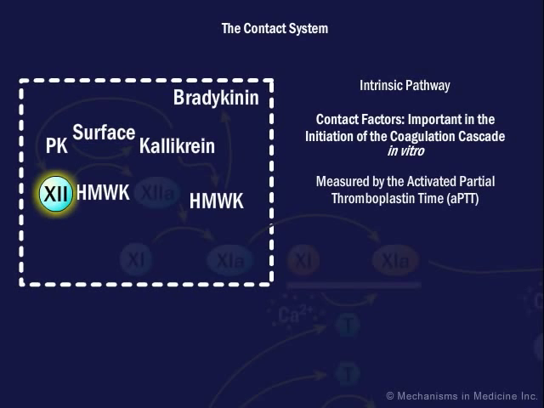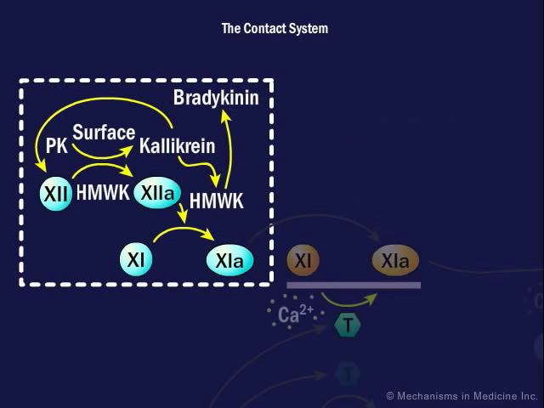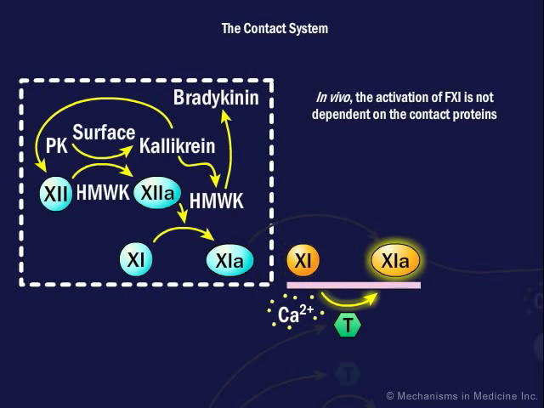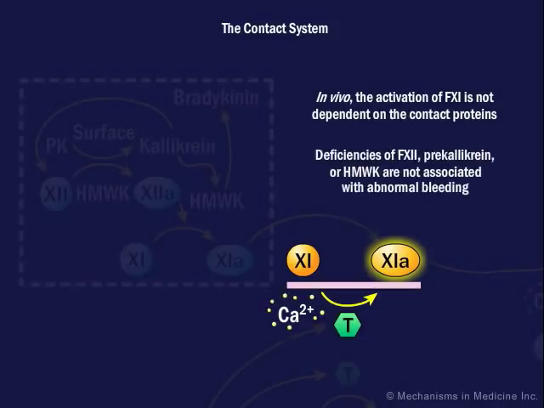Surface contact activates factor 12 to factor 12A in the presence of prekallikrein, abbreviated as PK, and high molecular weight kininogen, abbreviated as HMWK. Factor 12A converts prekallikrein to kallikrein, and factor 11 to factor 11A. Kallikrein feeds back to activate additional factor 12 and cleaves high molecular weight kininogen to release bradykinin. In vivo, the activation of factor 11 is not dependent on the contact proteins, and thus deficiencies of factor 12, prekallikrein, or high molecular weight kininogen are not associated with abnormal bleeding.